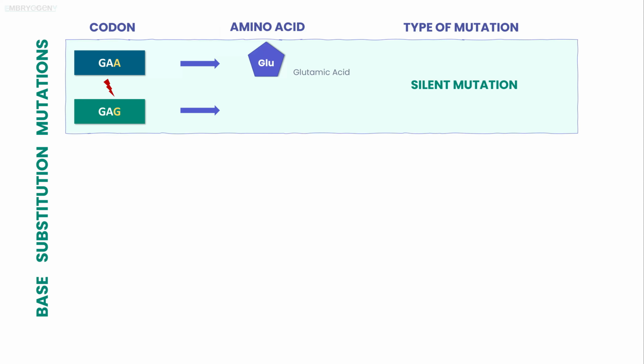Coming to the base substitutions. Let us see what each of these mean. Consider a codon GAA that eventually translates to a glutamic acid. So what is the impact of a point mutation, meaning the mutation on the third position of the codon that changes it from GAA to GAG?